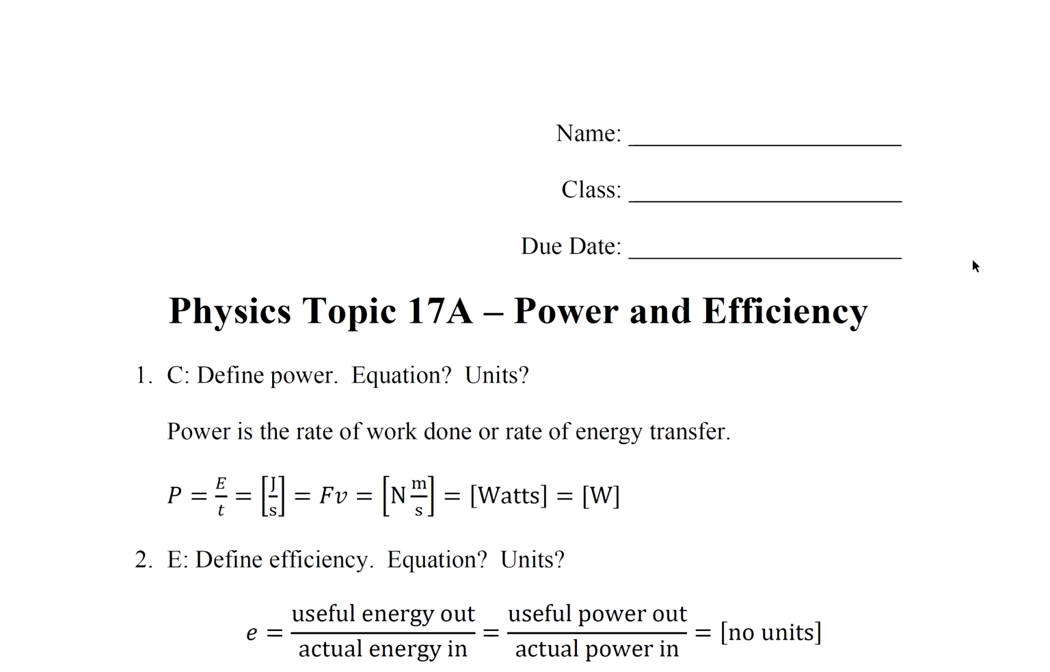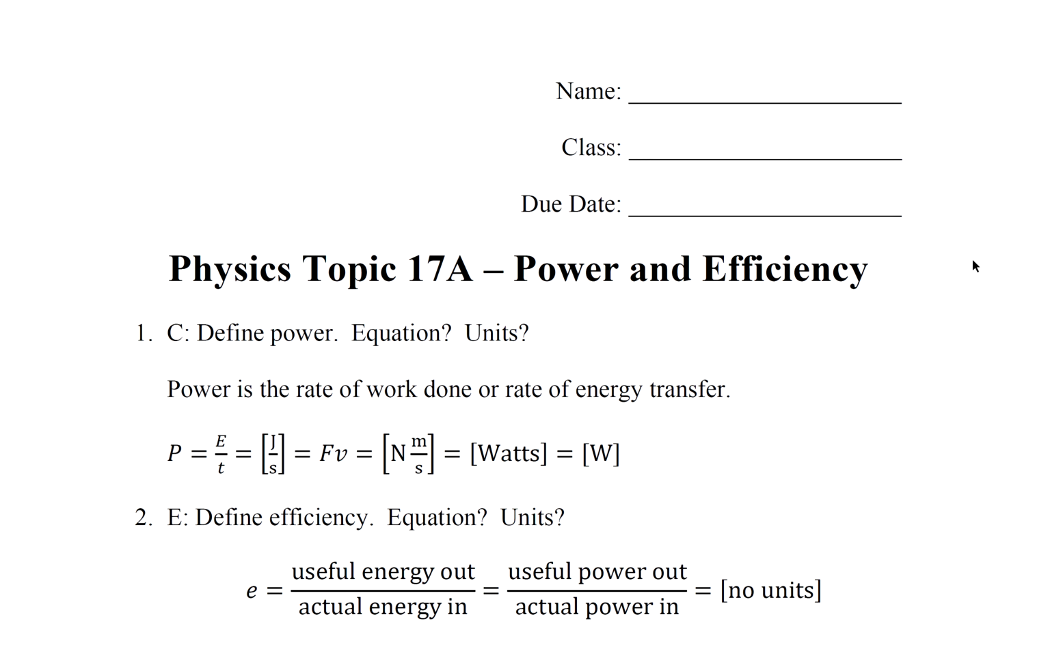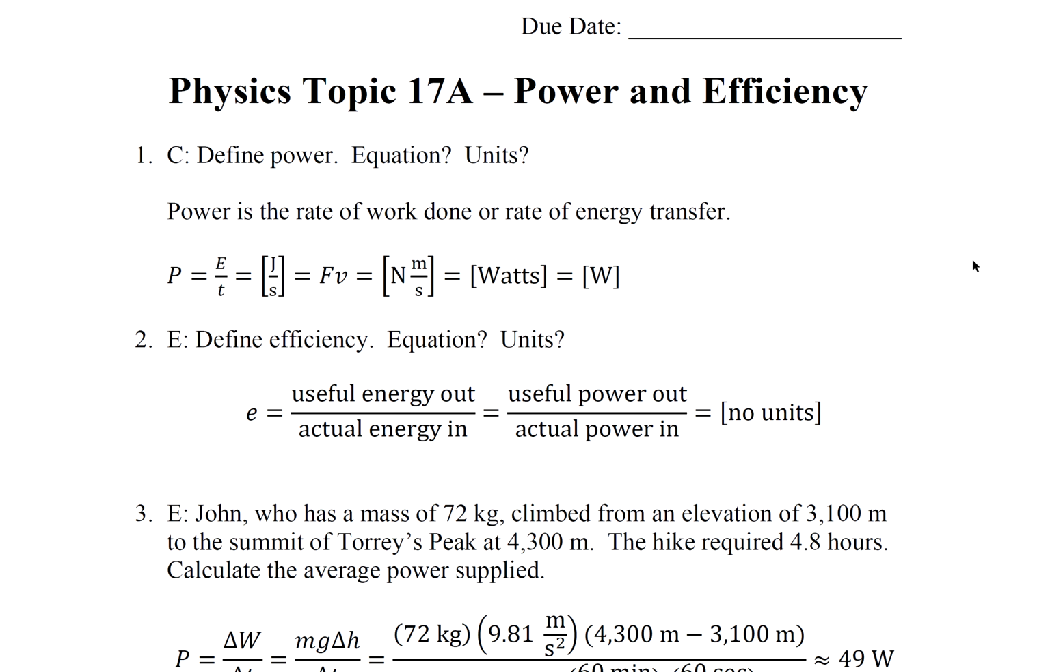This video is on power and efficiency. Question 1. Define power. Equation, units. Power is the rate of work done or rate of energy transfer. It has the units of energy over time, or at an exact moment, it's force times velocity. It has the units of joules per second, or Newton meters per second, or watts.